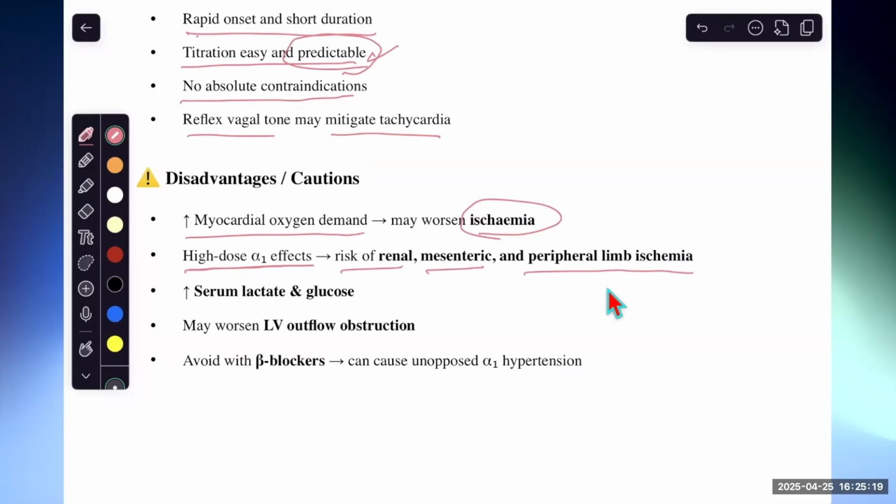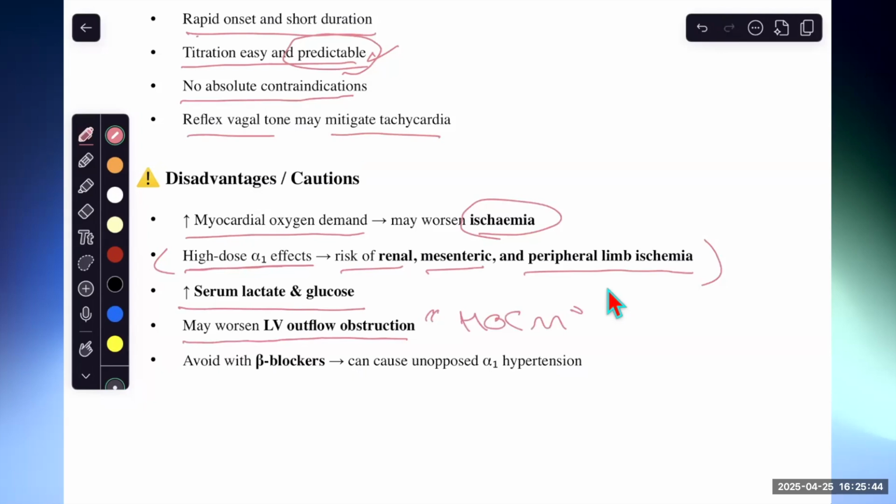mesenteric, peripheral, limb ischemia. Always keep it in your mind. High dose alpha, risk of renal, mesenteric, peripheral, limb ischemia. Okay? Because we will say this one a lot later on. Okay? High dose, of course, may worsen LV outflow tract obstruction, and this is what we call the HOCM patient or patient with a huge septum.